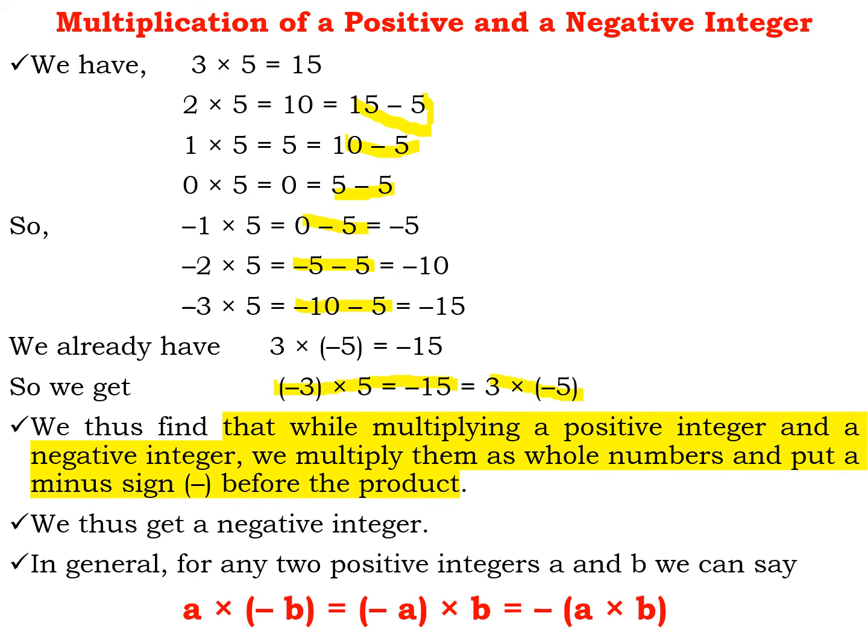Thus we find that while multiplying a positive integer and a negative integer, we multiply them as whole numbers and put a minus sign before the product. In general, for any two positive integers a and b, we can say a into minus b is equal to minus a into b, that is equal to minus of a into b.